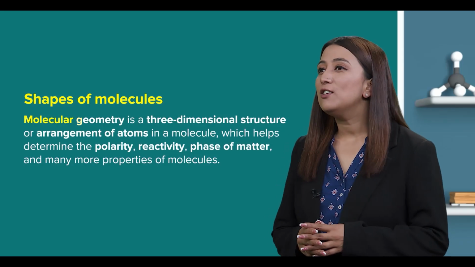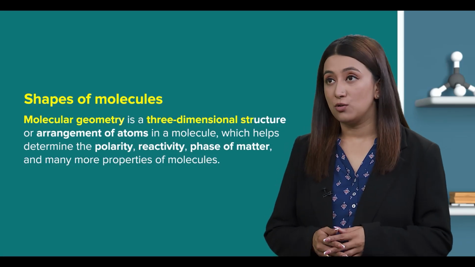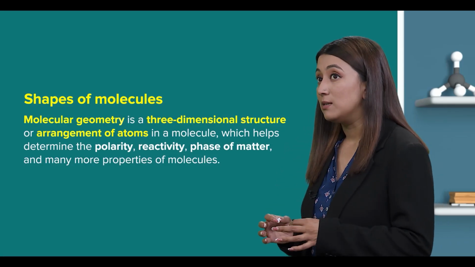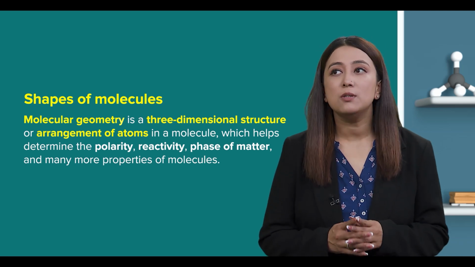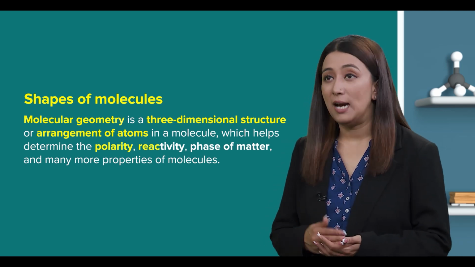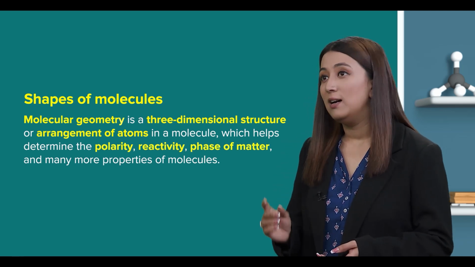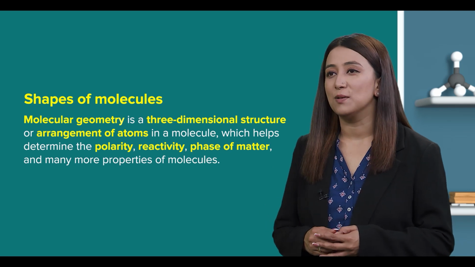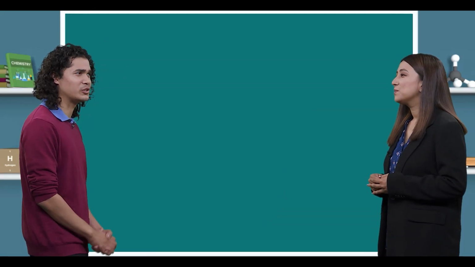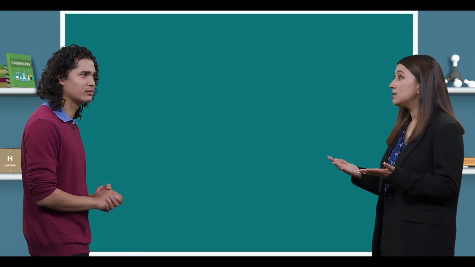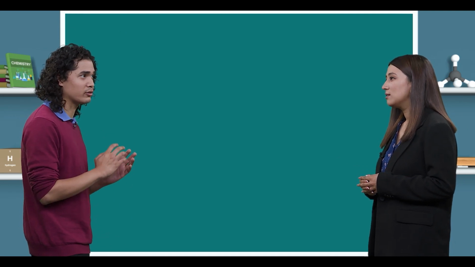Molecular geometry is a three-dimensional structure or arrangement of atoms in a molecule, which helps to determine the polarity, reactivity, phase of matter, and many more properties of molecules. Wow, so it's quite an important topic then. You don't say. So how do we determine the molecular geometry of molecules?